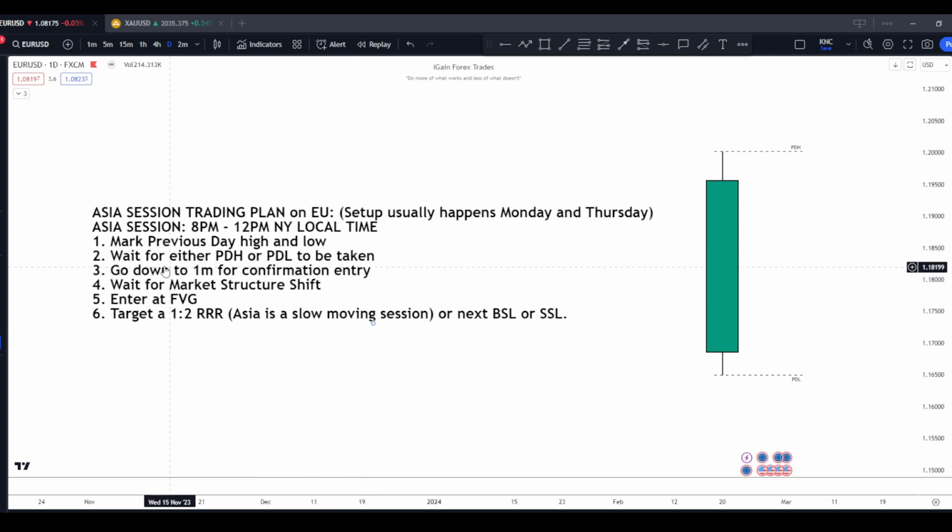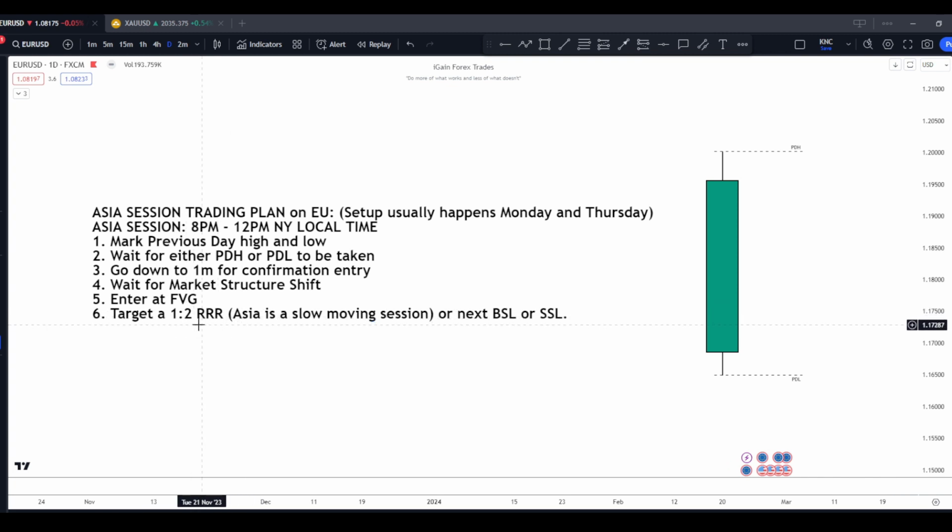Number three, once the previous day high or previous day low has been taken or tapped, we go down to 1 minute for confirmation entry. Number four, we wait for market structure shift. And number five, we enter at this FVG. And the last thing we do is we target a 1:2 risk reward ratio.